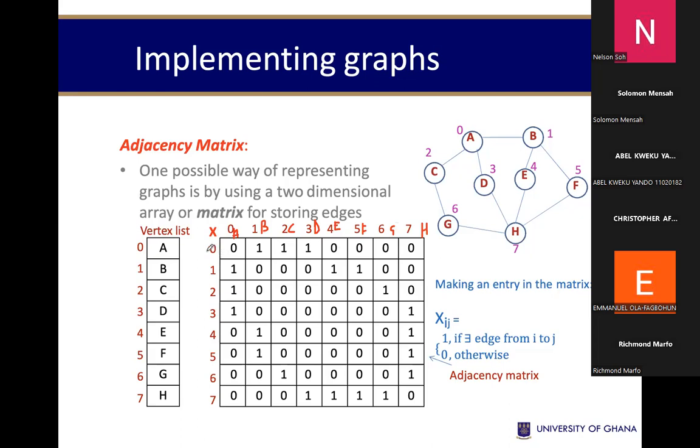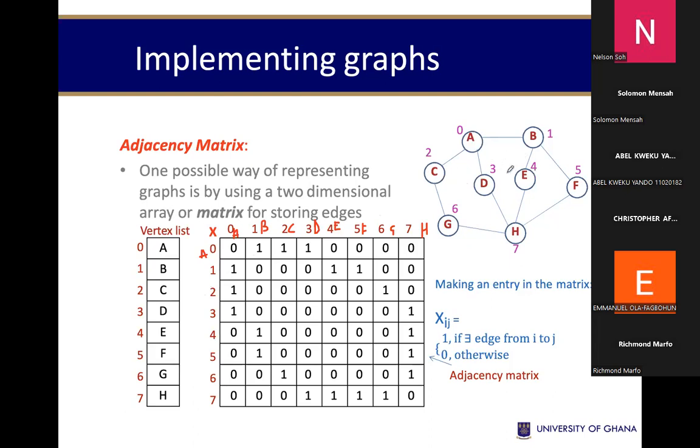So the same logic here: A, B, C, D, E, F, G, H. If I'm dealing with A alone, I'm going to leave the rest. So I'm going to have A, A is 0. A, B, is there any connection? Yes, so we indicate a 1 there. A, C, is there any connection? Yes, that will be indicated with a 1. And then AD, yes, there's a connection, indicated with a 1 here.